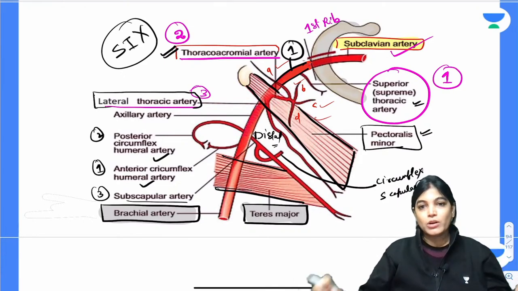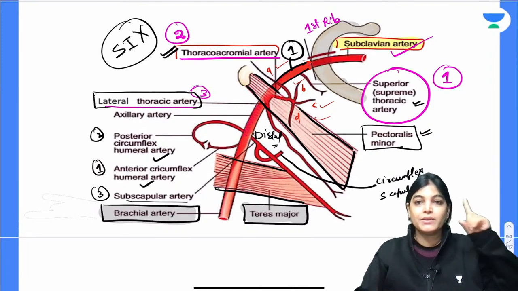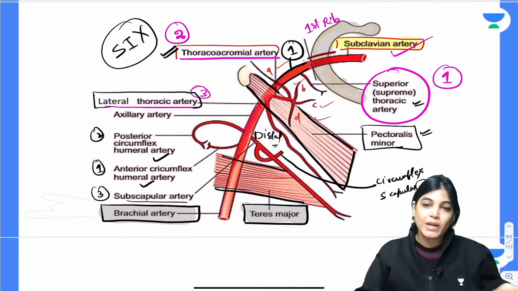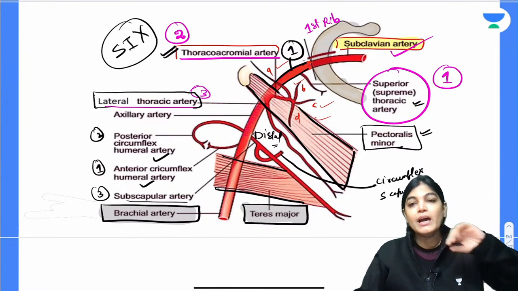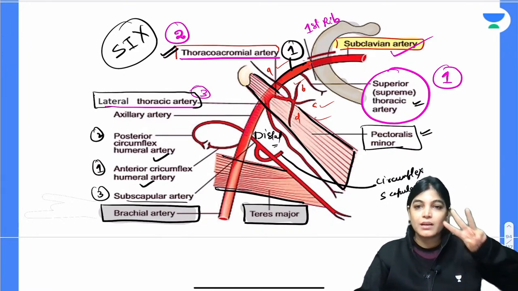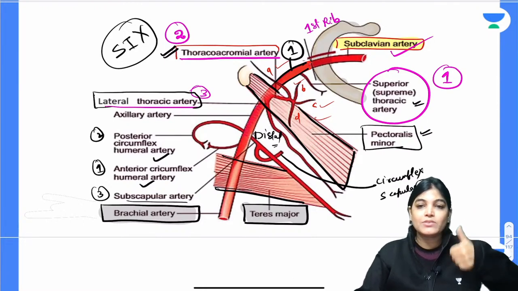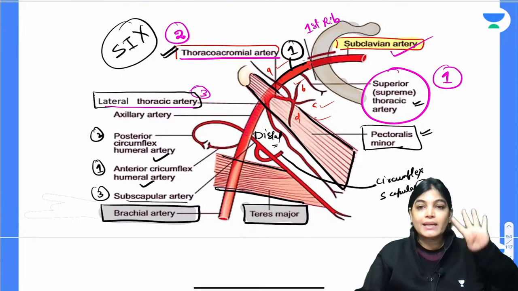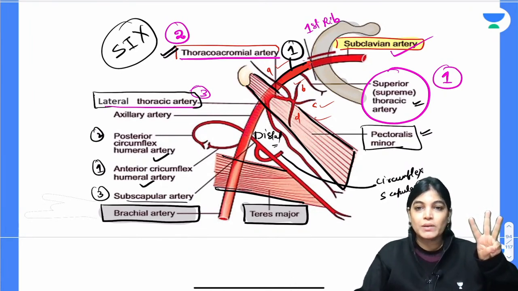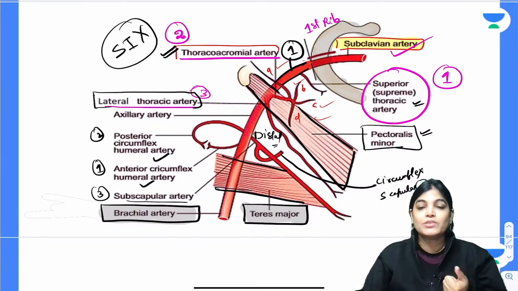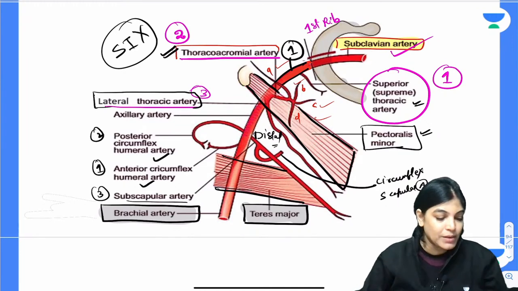Subclavian artery continues to become axillary artery at the level of the outer border of the first rib. Till the level of pectoralis minor, it is the first part of the axillary artery. Posterior to pectoralis minor is the second part, and lower to pectoralis minor is the third part. The first part gives one branch, the superior thoracic artery. The second part gives two branches, lateral thoracic and thoracoacromial artery. The thoracoacromial artery again gives four branches: deltoid, clavicular, pectoral, acromial. The third part gives three branches: anterior and posterior circumflex humeral arteries, and the third one is subscapular. The subscapular artery again divides into two branches, circumflex scapular and thoracodorsal artery.